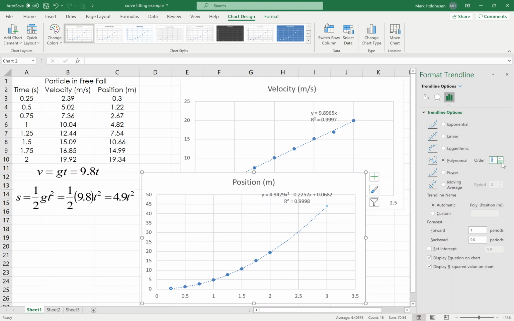So that's how we fit a curve. That's how we get an equation. And you just want to be careful and make sure that you're fitting the appropriate equation for the data that you have.